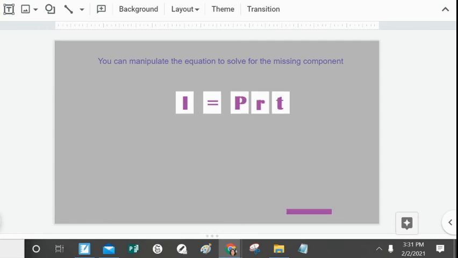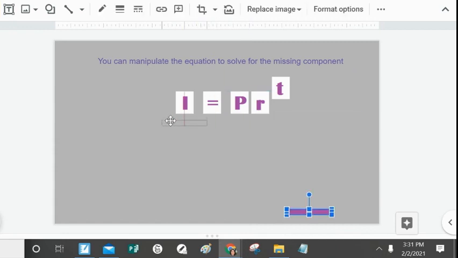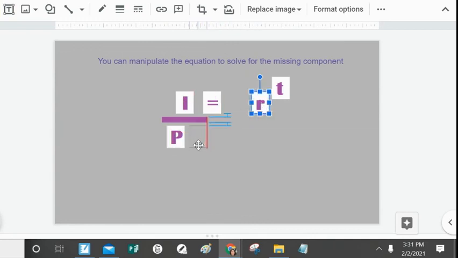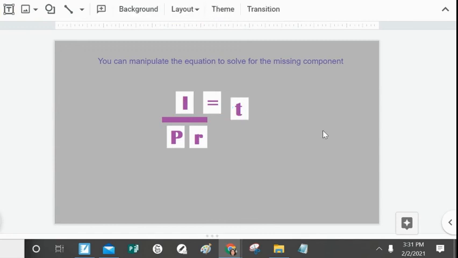The last way I can manipulate my equation is to solve for time. To get time by itself, I have to divide the equation by both the principal and the interest rate amount. And when I do that, I'm solving for time. Again, time is going to be represented: whole number represents years, decimal represents months. So time is equal to the interest amount divided by the product of the principal and the interest rate.